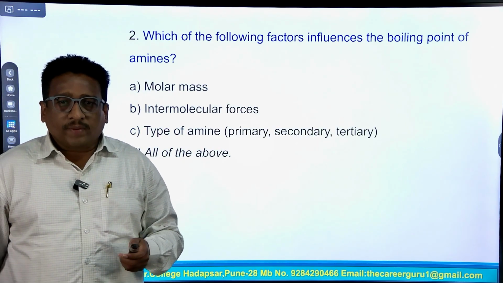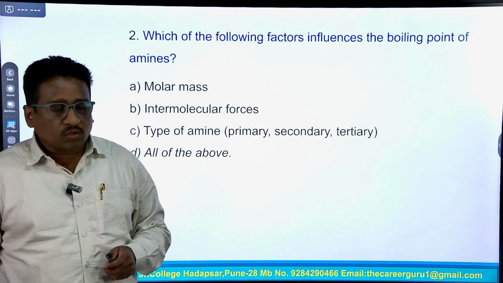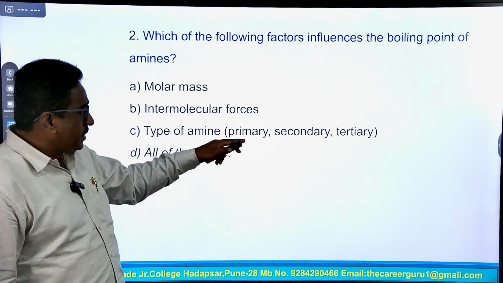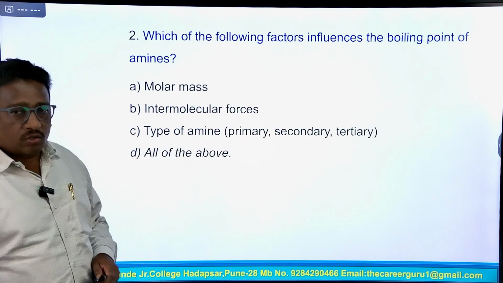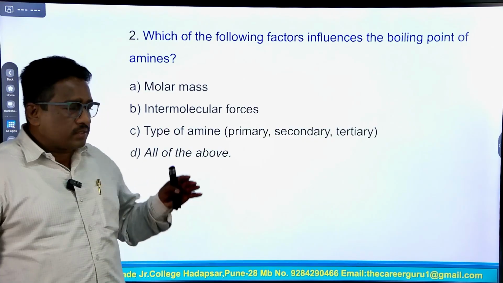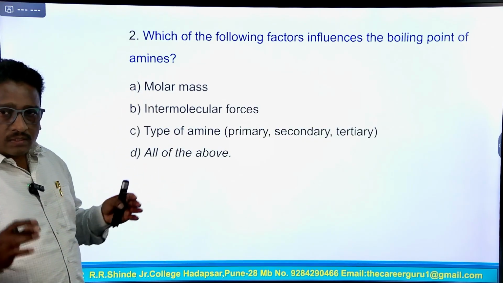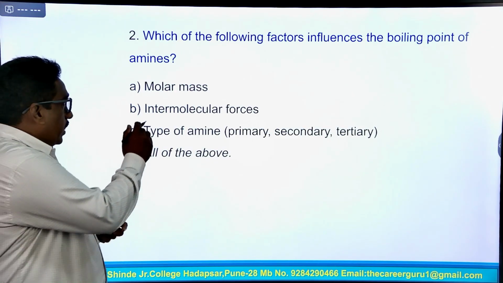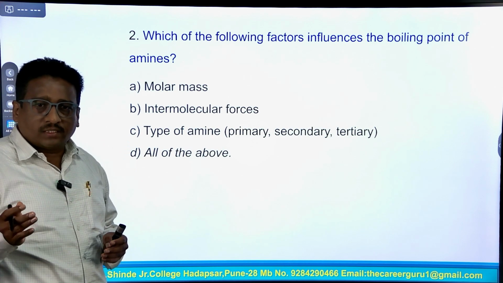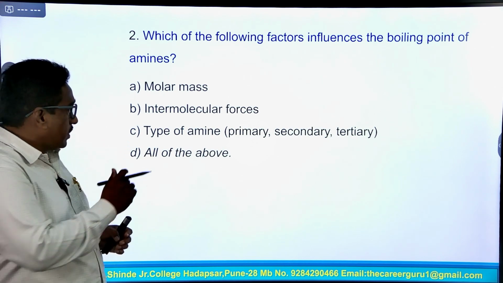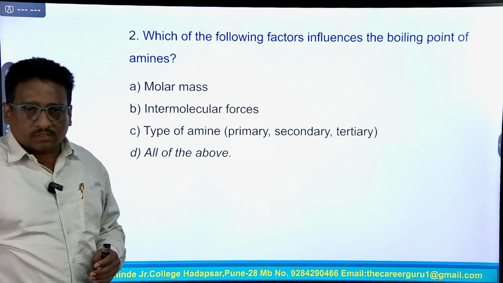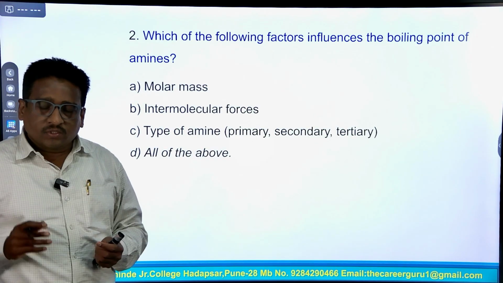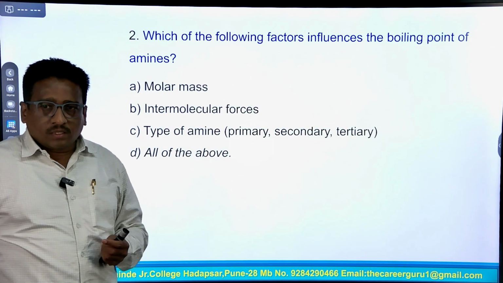Which of the following factors influence the boiling point of amines? Option A, molar mass, B, intermolecular forces, C, type of amines, primary, secondary and tertiary, and option D, all of the above. Which factors affect the boiling point? Number 1, as molar mass increases, boiling point also increases. Number 2, intermolecular forces. Intermolecular hydrogen bonding increases the boiling point, so this factor also affects the boiling point.